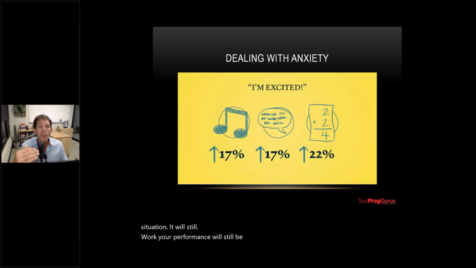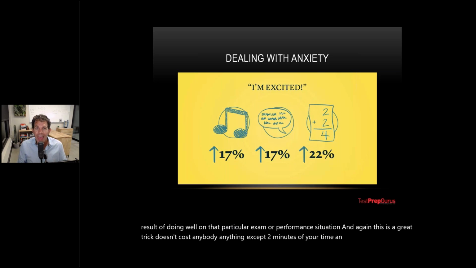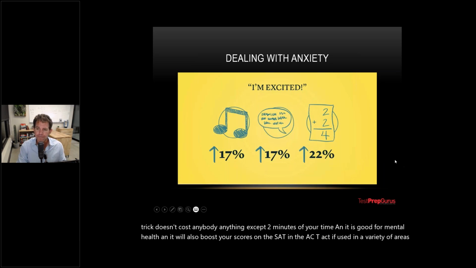Just focus on the things that could go well as a result of doing well on that particular exam or performance situation. And again, this is a great trick. Doesn't cost anybody anything except 2 minutes of your time, and it is good for mental health. And it will also boost your scores on the SAT and the ACT, and it can be used in a variety of areas. It's just a win-win all around.